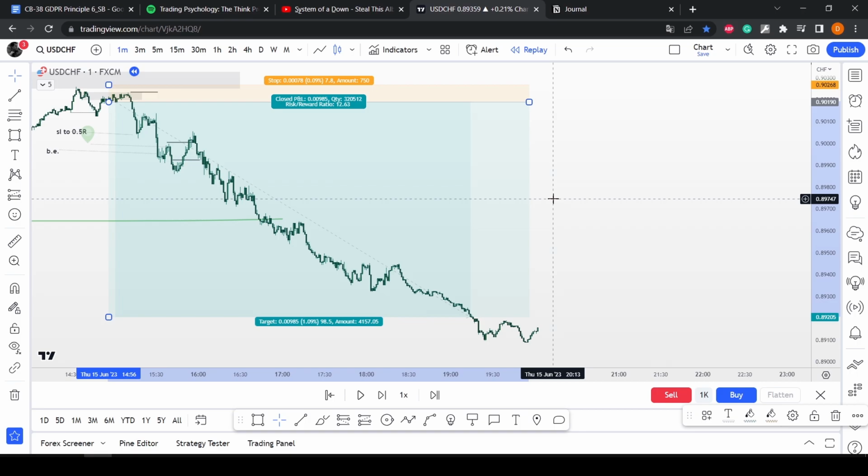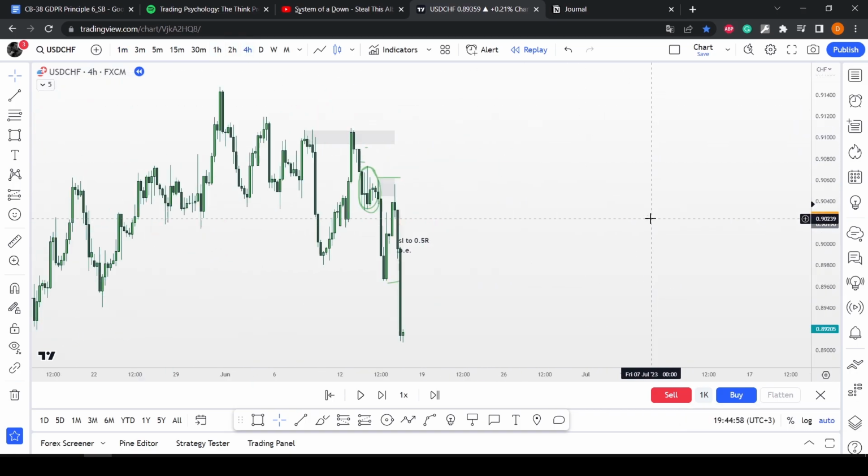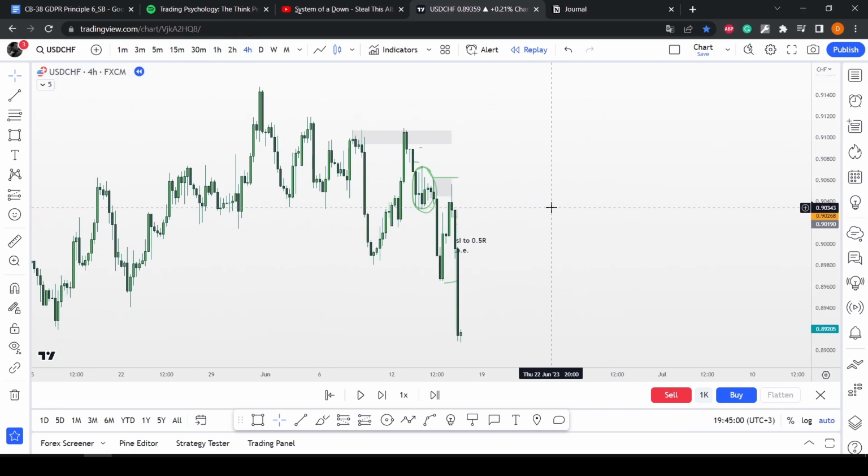So I will continue to work on this point, and yeah, again, see these good trades. These are really good examples of how our system works.